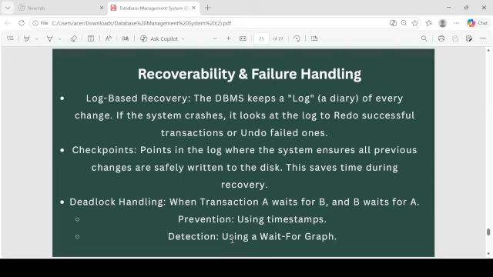The next topic will be recoverability and failure handling. So these are the things we use to recover, like log based recovery, checkpoints and deadlock handling. Log based recovery is basically where the database keeps a log, or a diary, of every change. If the system crashes, it looks at the log to redo or undo things. So redo successful transactions or undo failed ones.